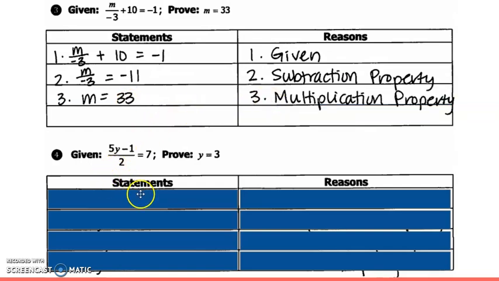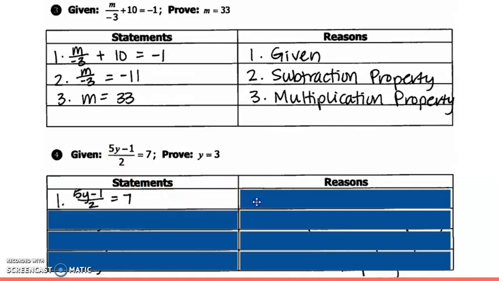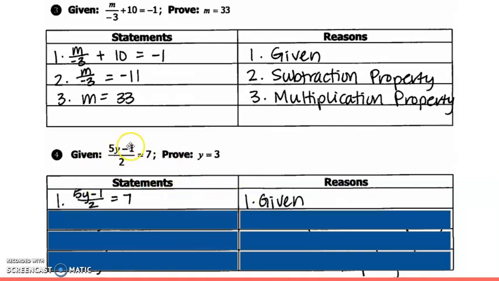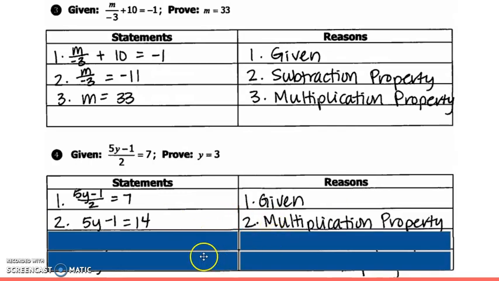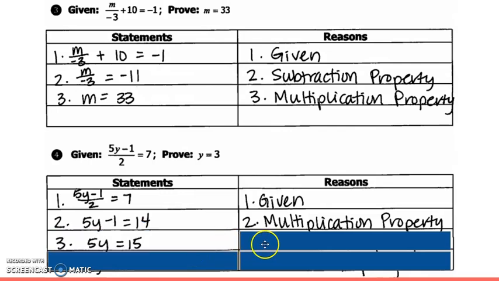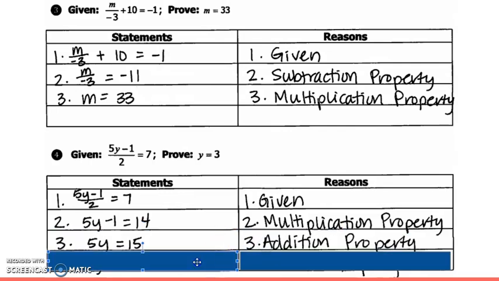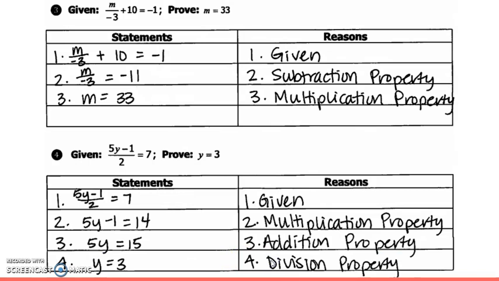Number 4, we have our given statement. And in this case, we want to get rid of our fraction first. So we're going to multiply both sides by 2, and that just gets rid of that fraction. We're using the multiplication property. And then you're going to go ahead and solve like normal. So using the addition property and the division property. So those are our solving algebraic proofs.